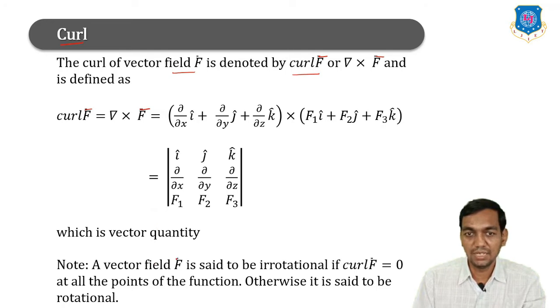The vector field f bar is said to be irrotational if the curl of f is 0, or if it is not 0, then we say that this vector field is rotational.